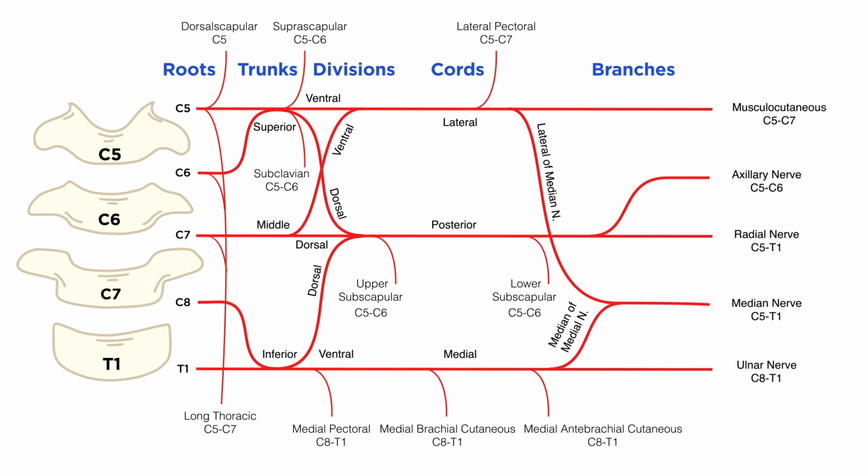And finally, the posterior cord also gives off the thoracodorsal nerve, innervated by C6 through C8.